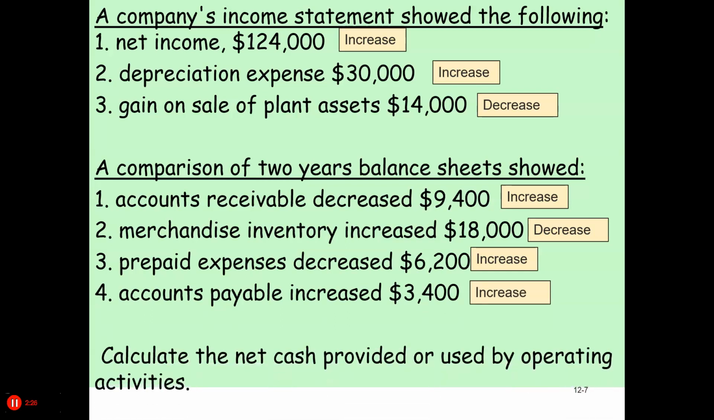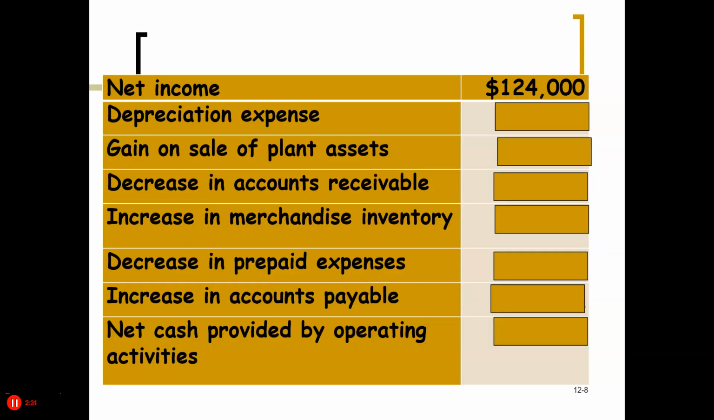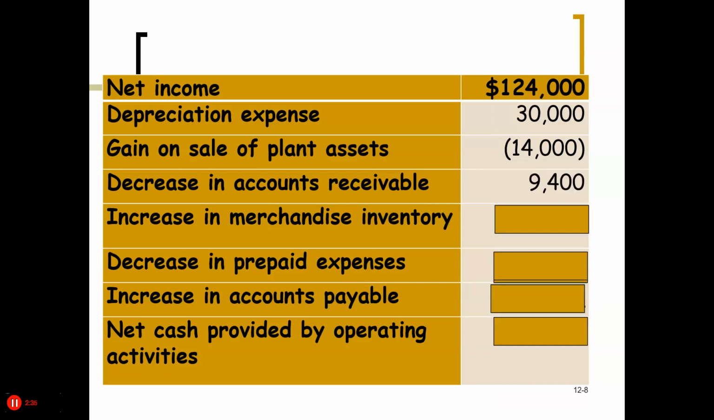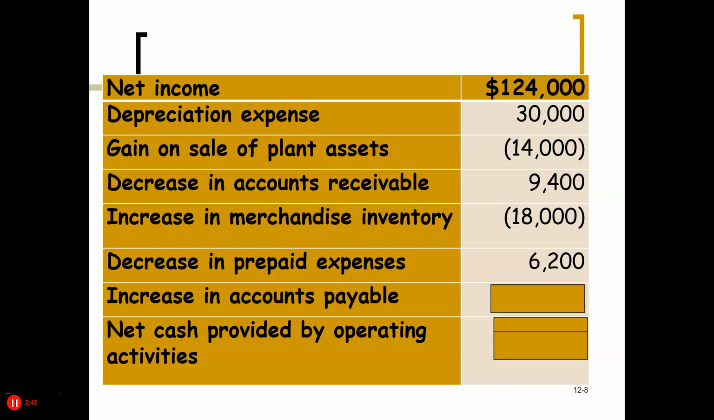We now can calculate cash provided or used by operating activities. So again, depreciation is added in, gain is subtracted out, decrease in accounts receivable is added in, merchandise inventory increase is backed out, prepaid expenses decrease is added back in, increase in accounts payable is added back in, and we add all those up, and now we have our cash flow from operating activities.